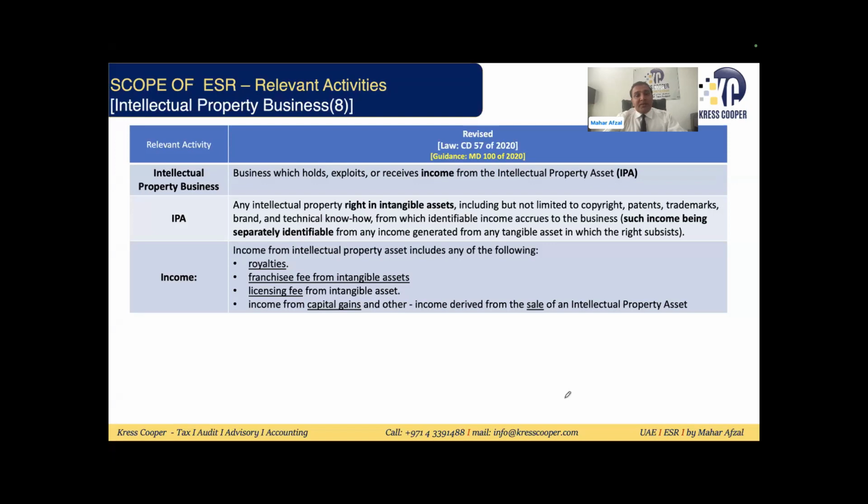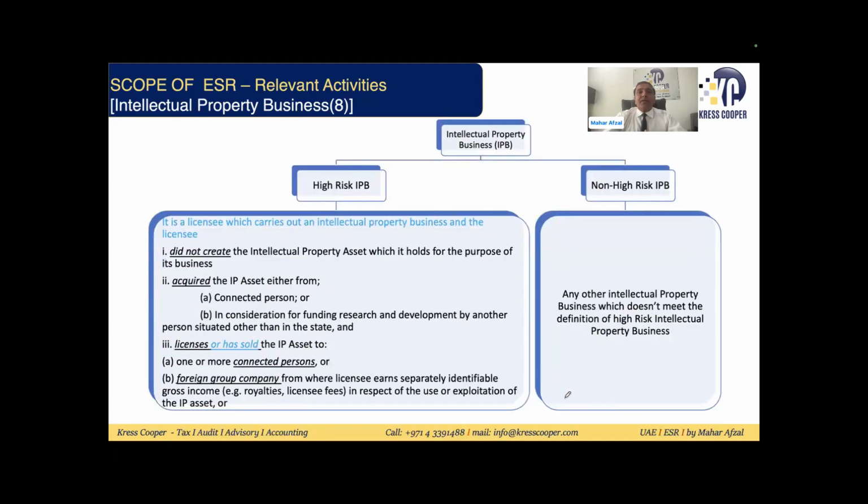So initially we can say if the licensee is conducting a relevant activity and is getting any income from the intellectual property asset, then it will be assumed the licensee is involved in the intellectual property business. We know what intellectual property is: patent, copyright, all these things, with income in the form of royalties, intangible assets, leasing and capital gains. This is important: are you in the high risk intellectual property business, or are you not?